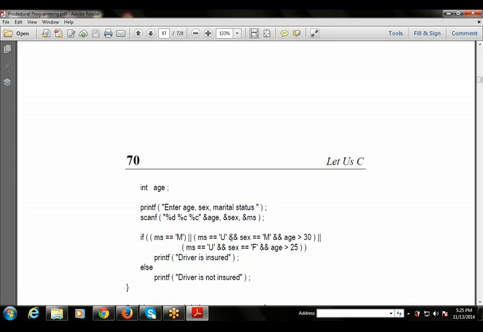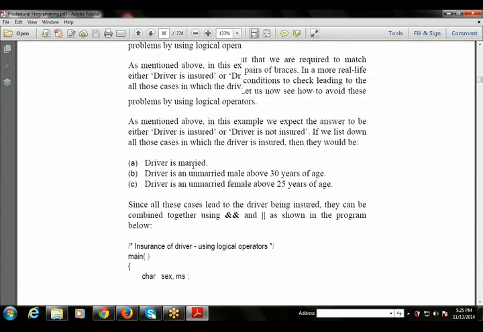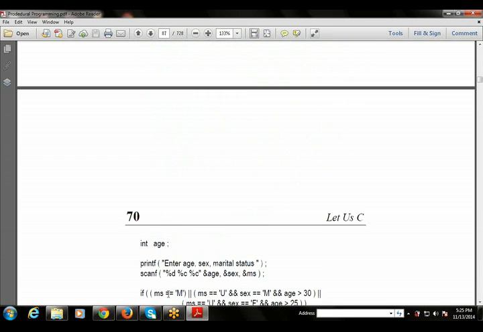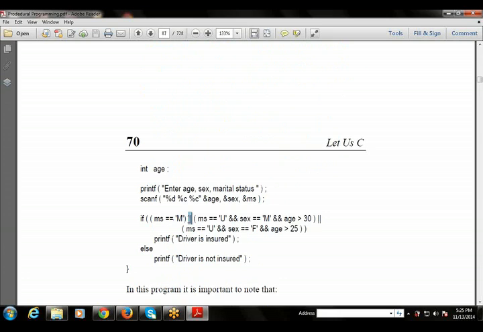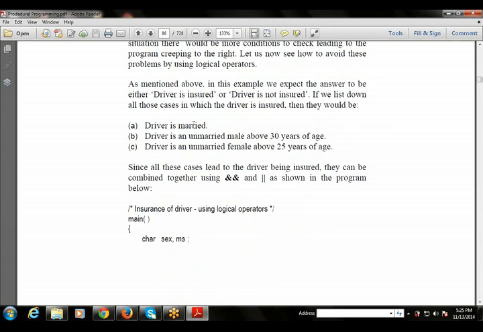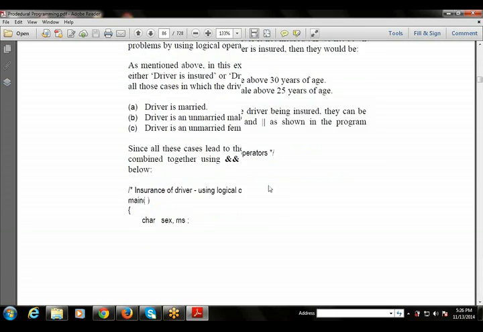Married is the first condition. Then there is an OR operator. These are multiple conditions, but this is a mandatory condition, and these are the OR conditions, whether either one of them may exist: either it is married, or it is an unmarried male above 30, or an unmarried female above 25.